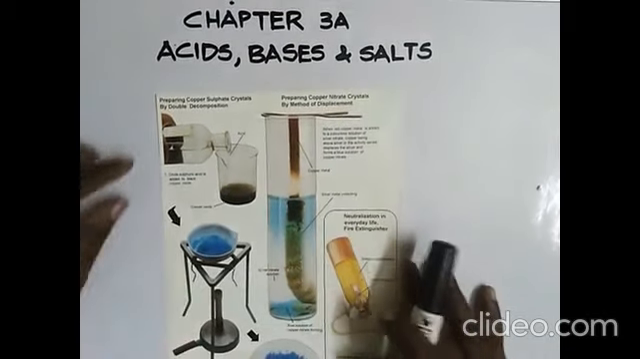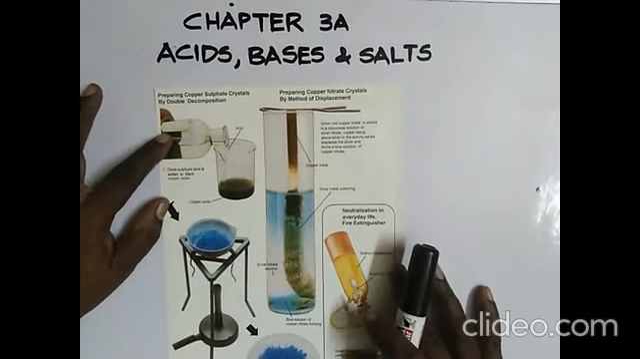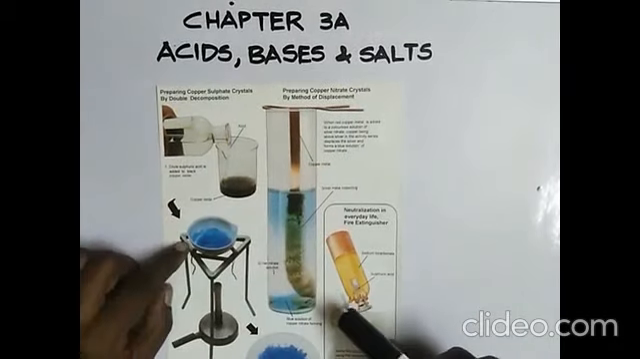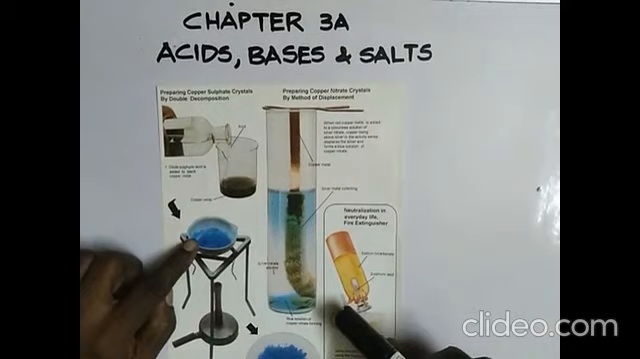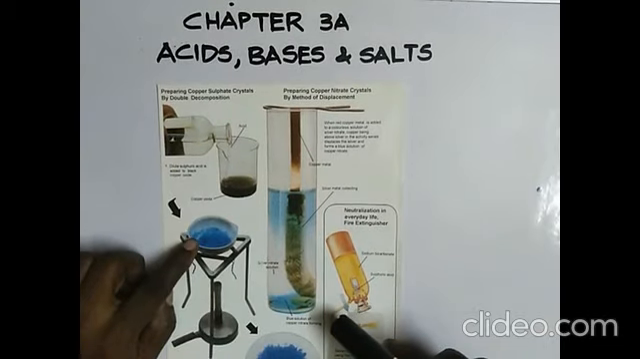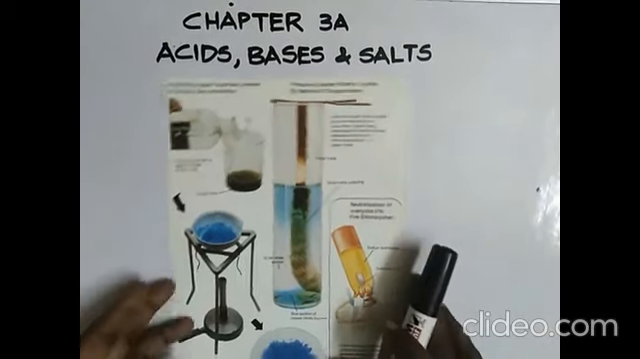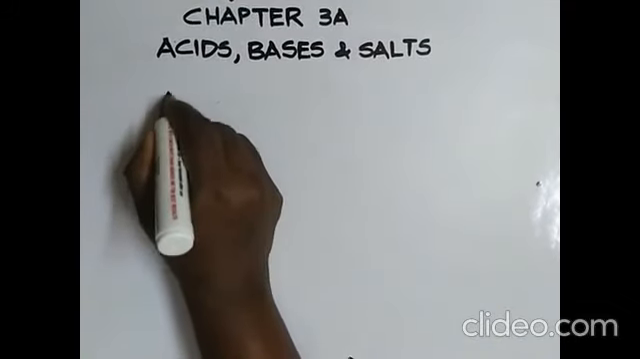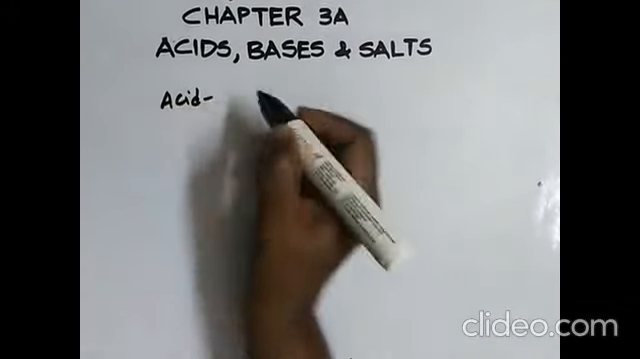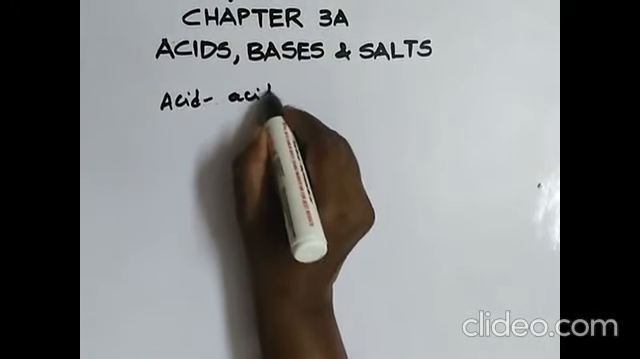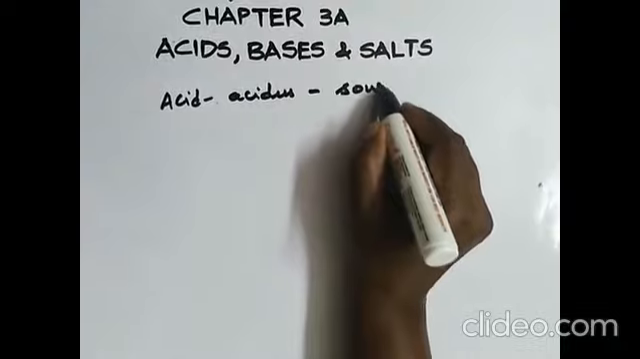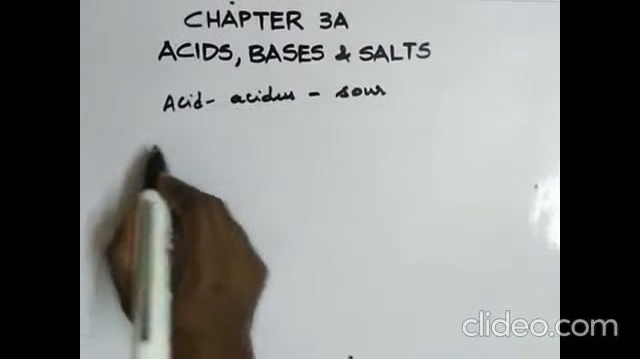So first of all, we'll study acids in detail. For example, you can see here dilute sulfuric acid. When added to a base, copper oxide, you get a salt, copper sulfate. Hope you remember the color of the salt, a pale blue salt. So let's start with acids. Acid is a word derived from the Latin word acidus, meaning sour. Acids are sour to taste.